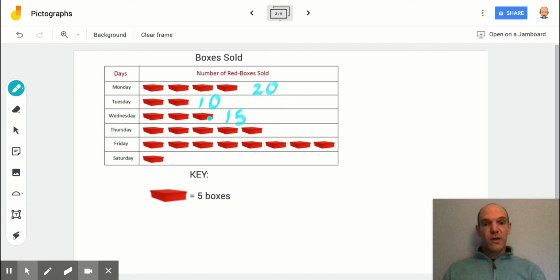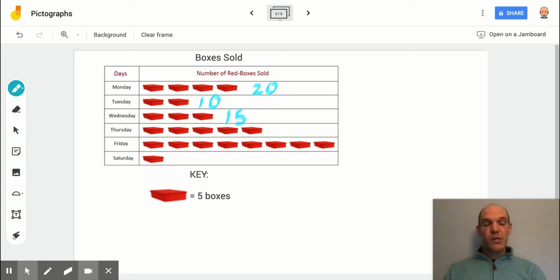Just looking at what I've done so far, I could say how many more boxes were sold on Monday than Tuesday. That would be comparing 20 to 10, which is a subtraction problem. It'd be 20 minus 10, which would be 10. So I would say there were 10 more boxes sold on Monday than Tuesday. You can look at the data, at the numbers, once you have figured out what the symbols represent and how much for each part of your graph you have.